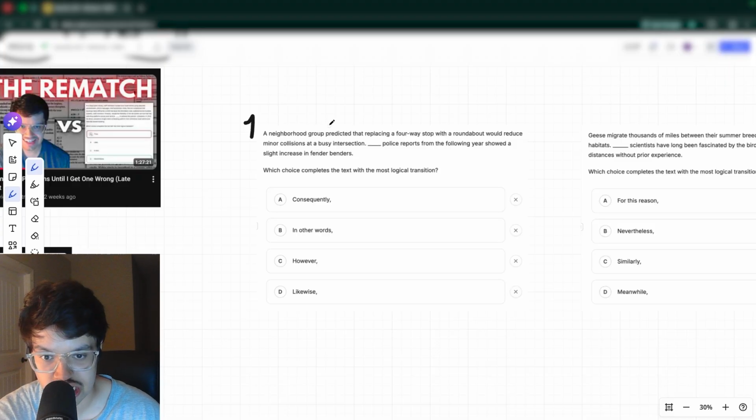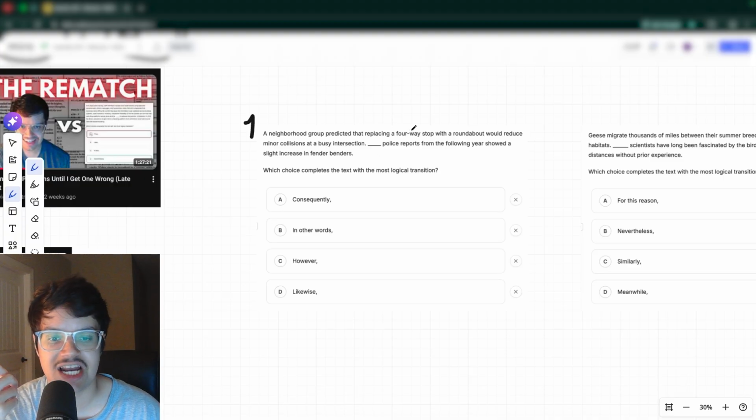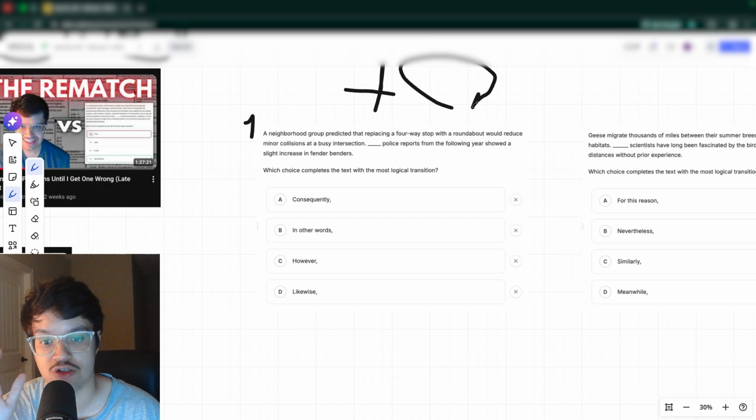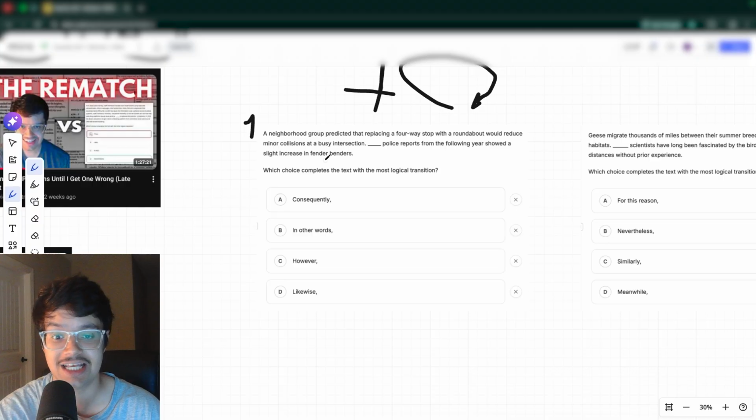A neighborhood group predicted that replacing a 4-way stop with a roundabout would reduce minor collisions at a busy intersection. So basically, instead of having this 4-way stop here, we're going to have a roundabout, and that's going to make it so there are fewer car crashes at this intersection. That's the summary for the first sentence. Blank, police reports found that the following year showed a slight increase in fender benders. Okay, so basically it was the exact opposite. They found there were more car crashes when they did it.